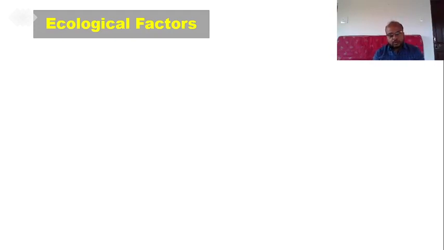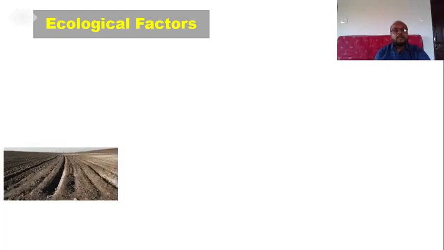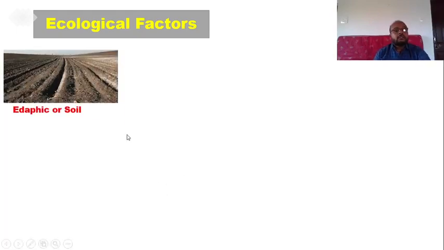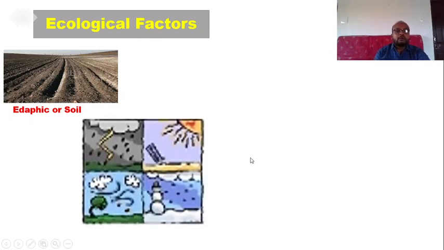You have to know that the environment, that is the surroundings, is made up of different living and non-living components, and such ecological factors are classified into different types. First we will tell about the factors and then discuss them one by one. The first one is the edaphic factor, also called the soil factor.